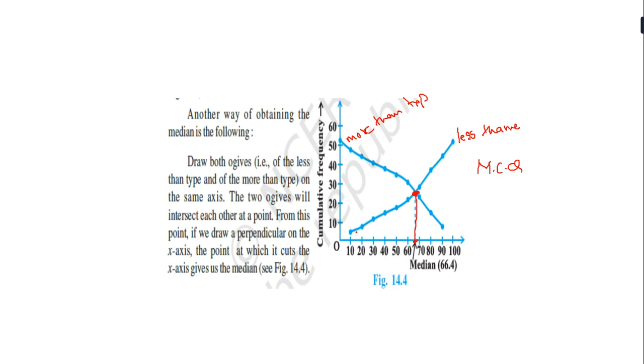So again I repeat: for the less than type graph, we write the upper limit on the x-axis, and for the more than type we write the lower limit. If we draw the more than type and less than type in one graph, they will intersect at one point, and we make a perpendicular line and on the x-axis we can find the median. So exercise 14.4 is related to this.